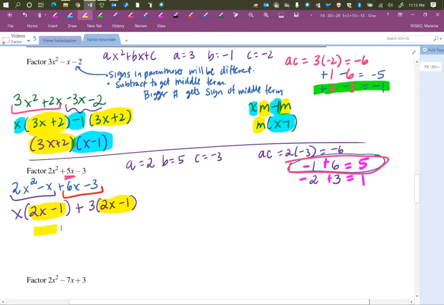Right? So then we're going to recopy what they both have in common, that factor 2x minus 1. And then we have x plus 3 is going to be the other factor. And then you're going to FOIL it and you're going to check. Okay, let's try another one.